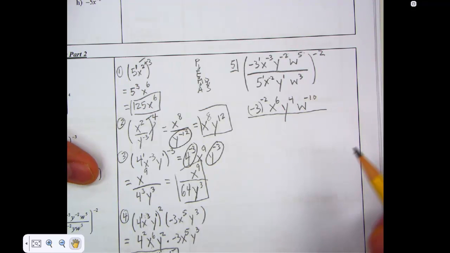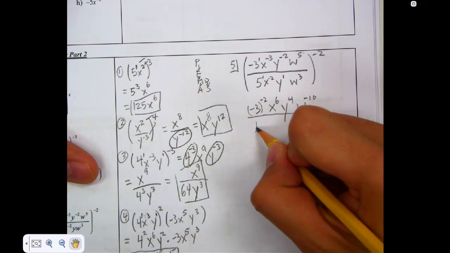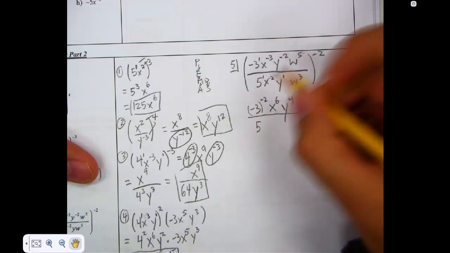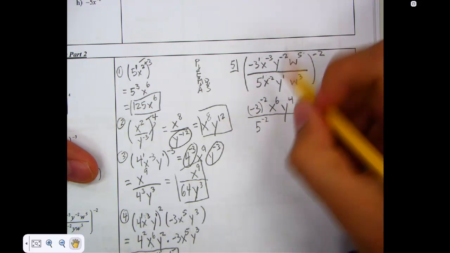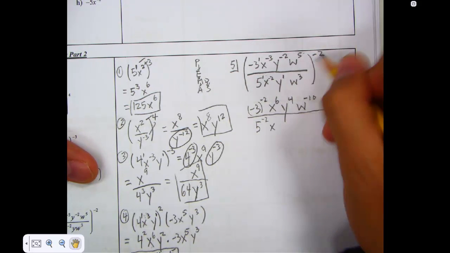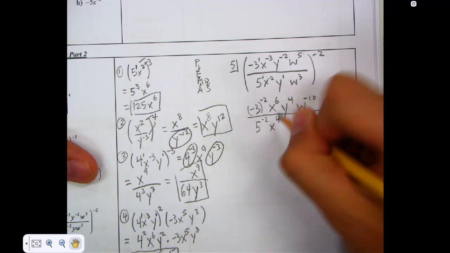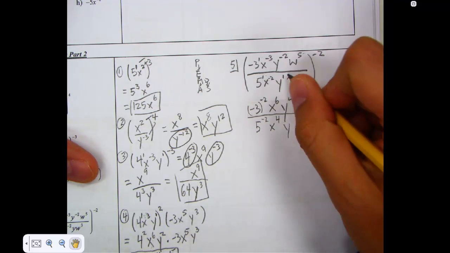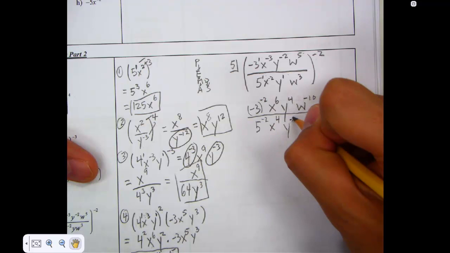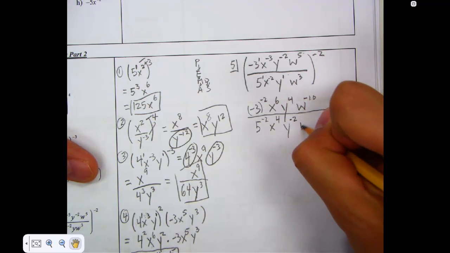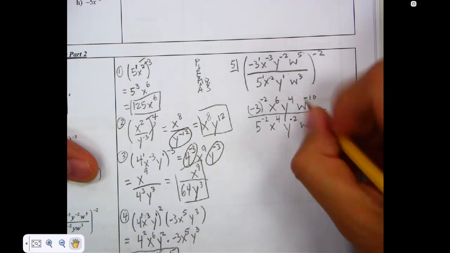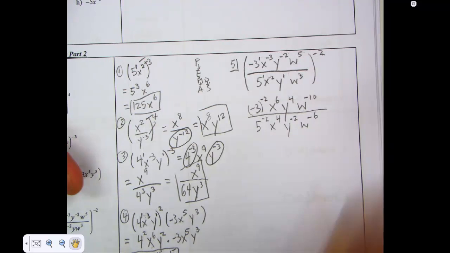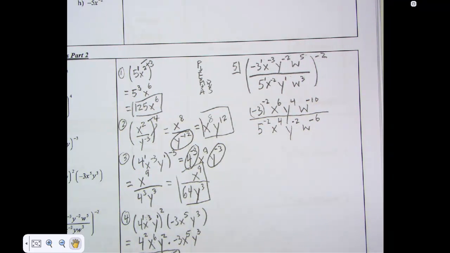Now I'm going to do the bottom. Copy the base, 5. 1 times negative 2, negative 2. X, negative 2 times negative 2 is 4. Y, 1 times negative 2 is negative 2. And W, 3 times negative 2, negative 6. Okay, so I got rid of those parentheses.